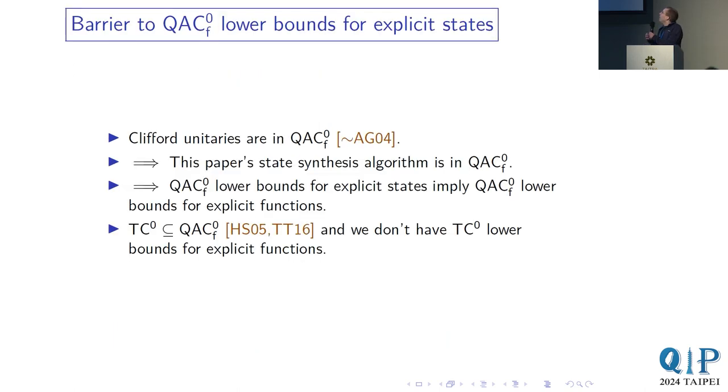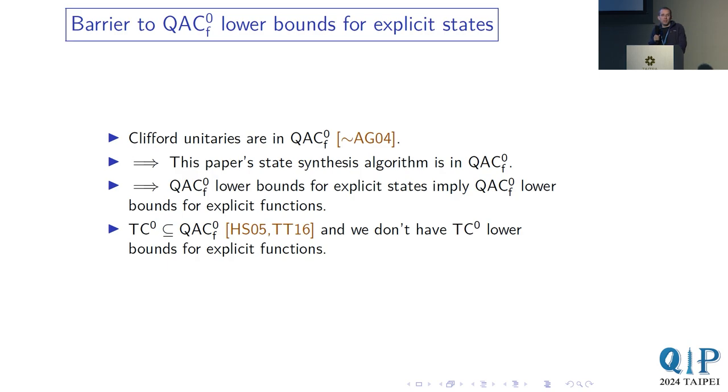Okay, and now in this paper, it showed that we can't even prove QAC0 lower bounds for constructing explicit states. The reason this holds is because Aaronson and Gottesman, basically they proved that Clifford unitaries can be efficiently implemented in QAC0. Technically, they proved something slightly weaker, but if you look at their proof, this is basically implied. And so that means the non-query operations from this paper's state synthesis algorithm can be done in QAC0.